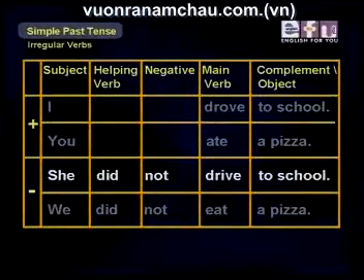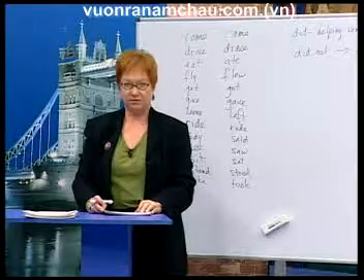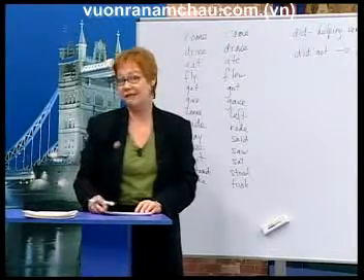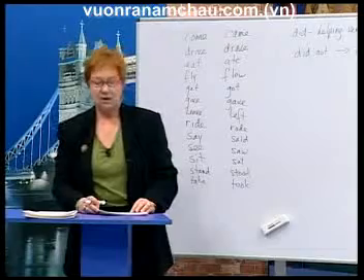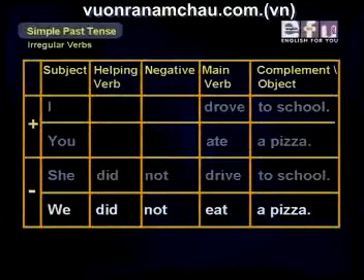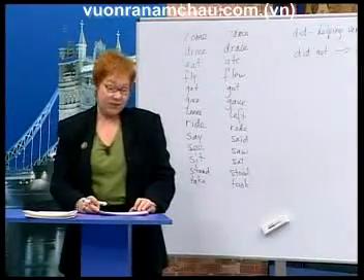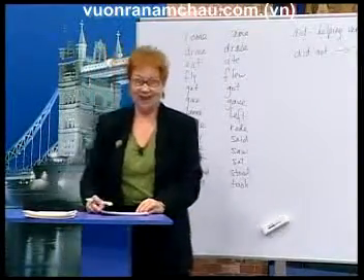Okay, the next two examples are negative. She did not drive to school. And of course you could say she didn't drive to school. The other example is we did not eat a pizza. Subject, helping verb, negative, main verb, and object. Now we have two examples for questions. Past questions.